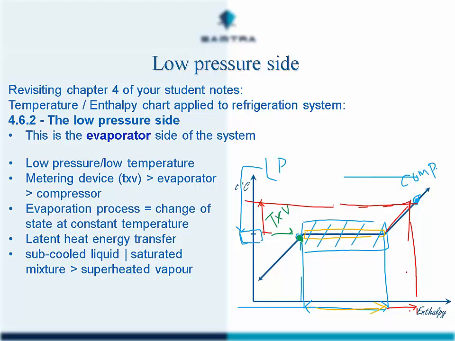Okay, so we are going from a subcooled liquid into the expansion device, metering device, and then through the metering device we are passing a saturated mixture into the evaporator coils, and hopefully all the refrigerant liquid is evaporated and superheated vapor arrives at the compressor's suction ports.